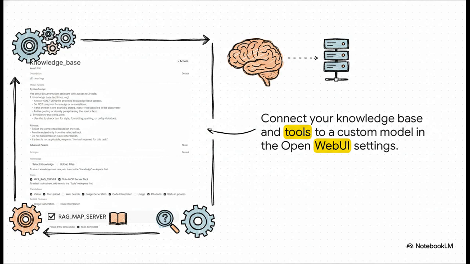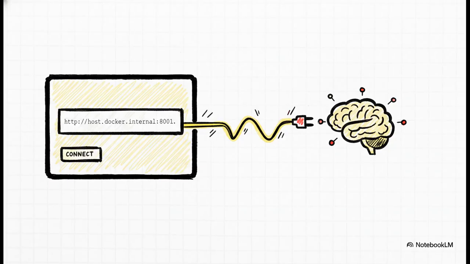By enabling this tool, you're basically giving the model a new superpower, the ability to search your private knowledge base before it answers. Now, this connection is just a one-time setup. You just go into the admin settings for external tools and add the URL for our MCPO proxy server. That special address, host.docker.internal, is a little networking trick that allows the Open WebUI container to talk to the process running on your main machine. Once you save this, that tool becomes available to all of your models.